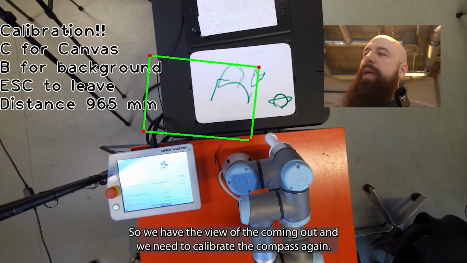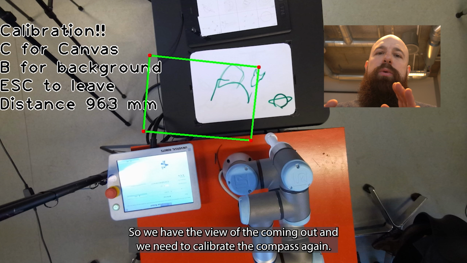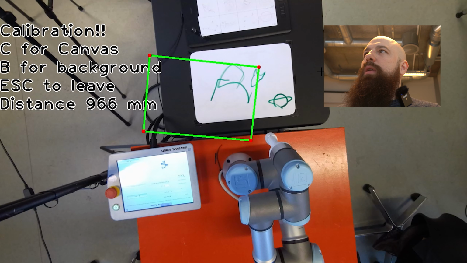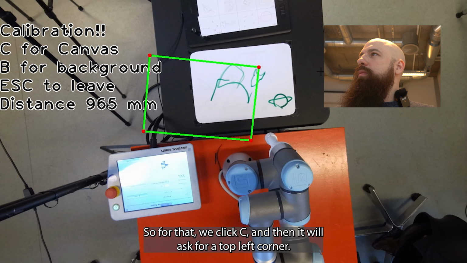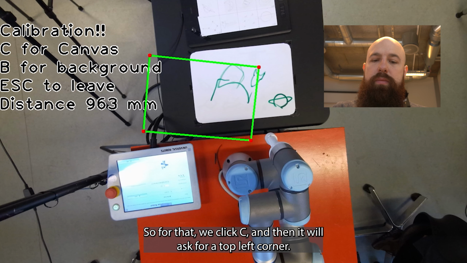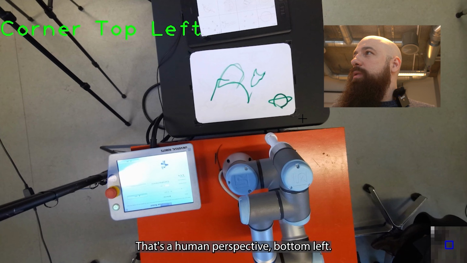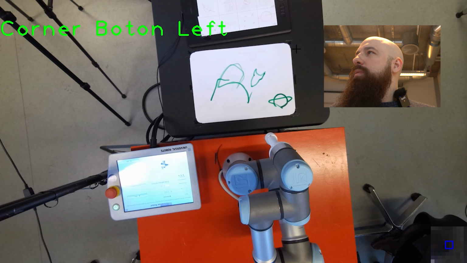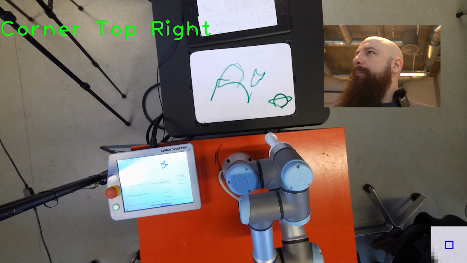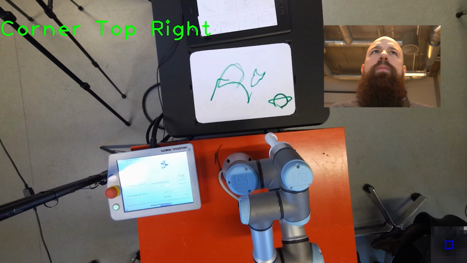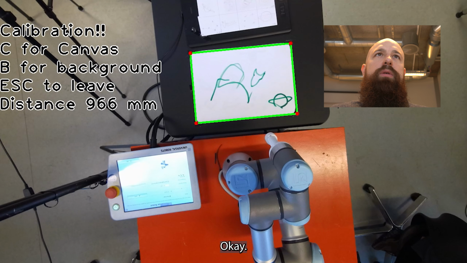All right, so we have the view of the camera, and we need to calibrate the canvas again. So for that, we click C. And then it will ask for the top left corner, that's the human perspective. Bottom left. All right. And we can save this.